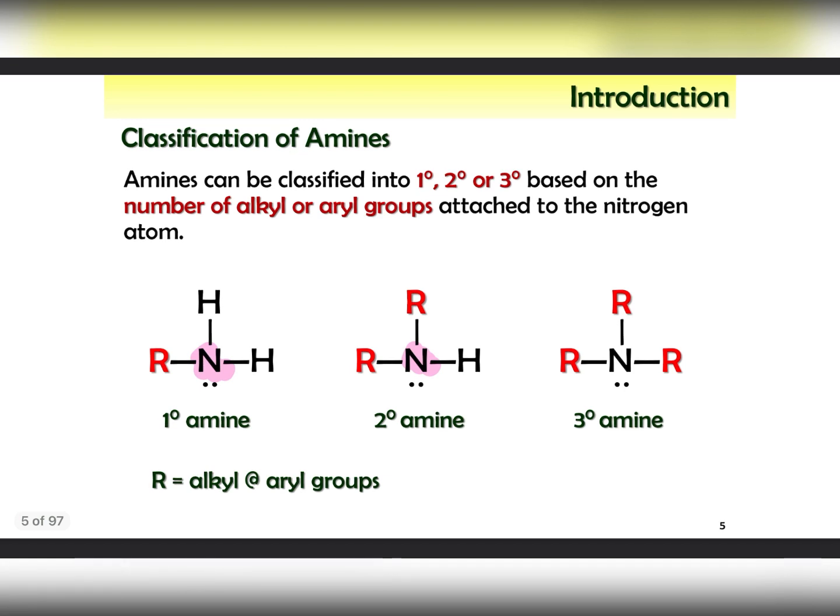Okay, now kita akan tengok classification of amine. So untuk classification of amine, we can classify them into primary, secondary and also tertiary amine. It is based on the number of alkyl group ataupun aryl group attached to the nitrogen. So you can see dekat tengah ni we have nitrogen. So kalau kamu ada satu R atau alkyl ataupun aryl group, it is called as primary amine. So if you have 2 R attached to the same nitrogen here, it is secondary amine. And kalau ada 3, 1, 2, 3, so it is tertiary amine.